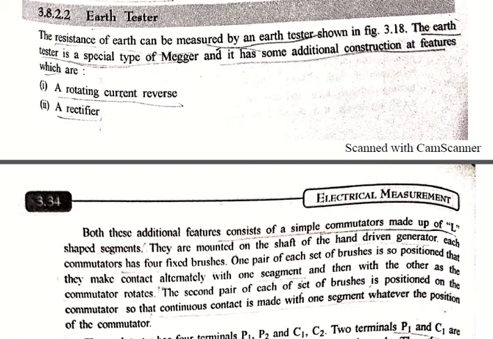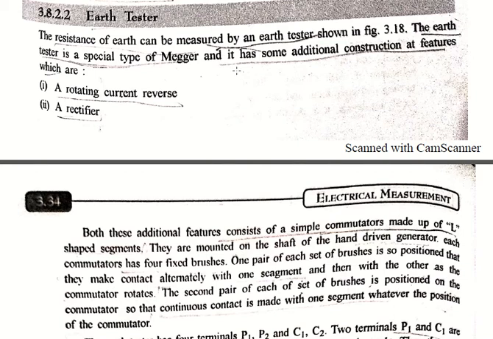In the previous lecture, we studied measurement of earth resistance, where we saw the fall of potential method. Now, coming to the second method for the measurement of earth resistance, that is the earth tester. Basically, this earth tester is a similar kind of device as a megger.